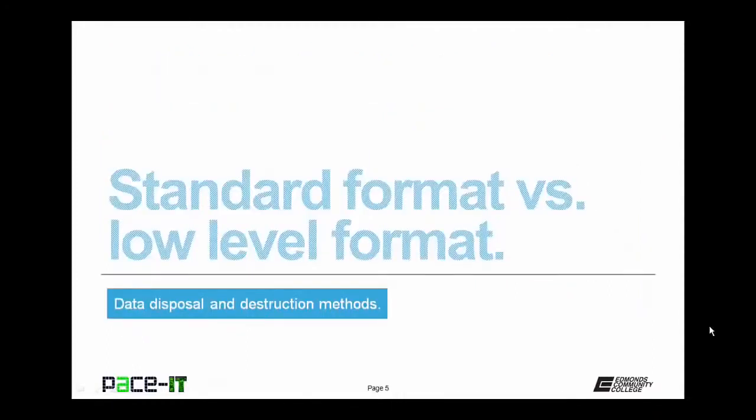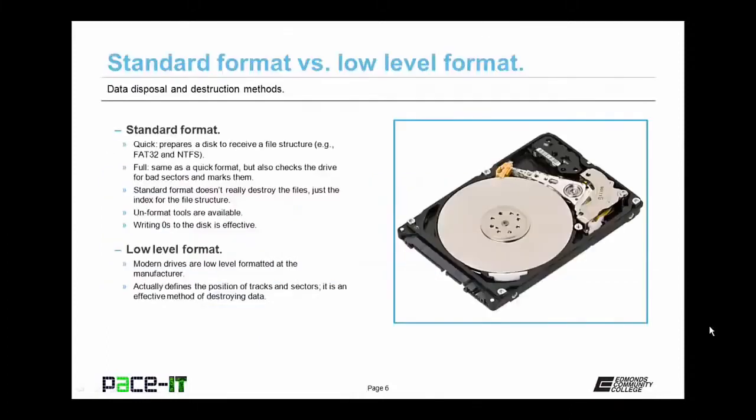Now let's discuss the difference between a standard format and a low-level format. Most of us are familiar with the standard format, and the standard format usually comes in two forms, the quick and the full. The quick format just prepares a disk to receive a file structure like FAT32 or NTFS. A full format is pretty much the same as the quick format, but it also checks the drive for bad sectors and then marks them.